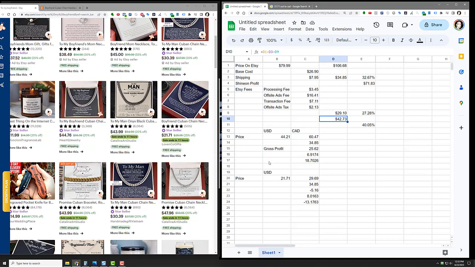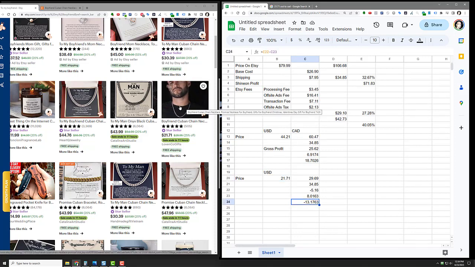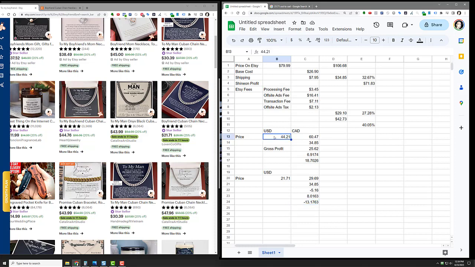And some people are doing things like this at 21.71 where they are actually losing money, and I don't understand why they're doing it. Maybe they just want to get sales for a bit. Maybe they love giving away money, but this doesn't make any sense to me. This kind of does at 44.21 because you're still making money even after all of the fees on Etsy are percentage, but the base cost to Shineon is fixed.